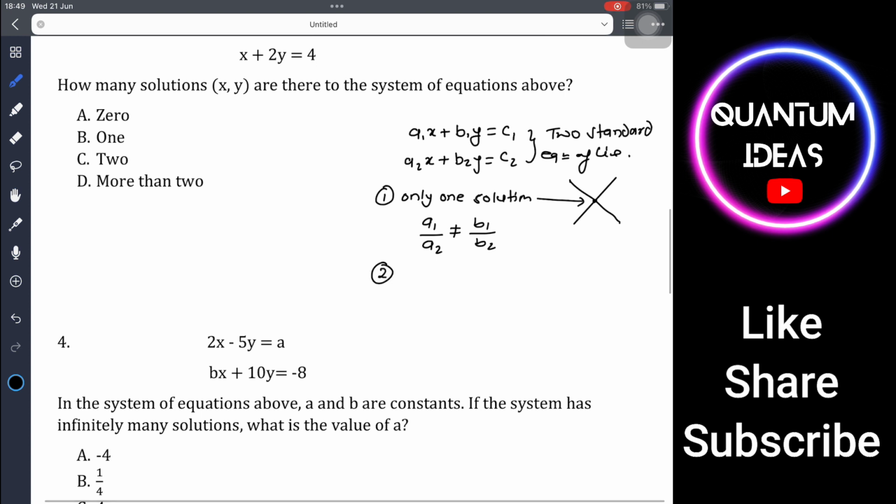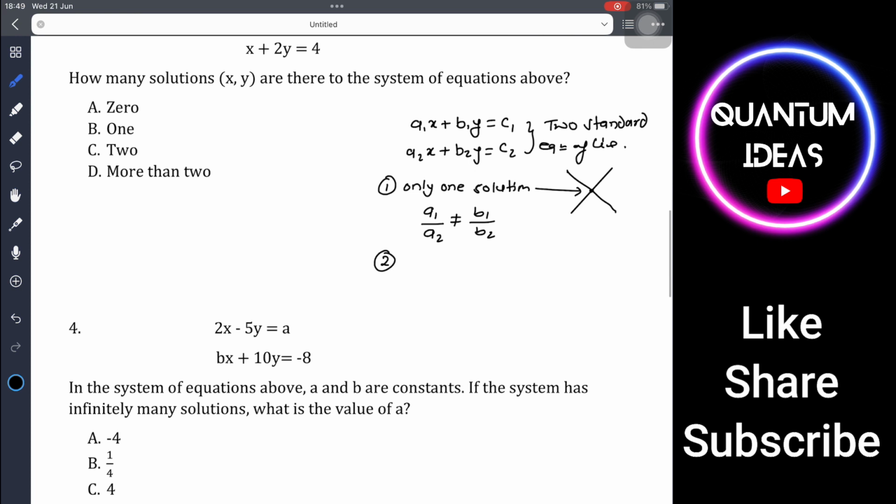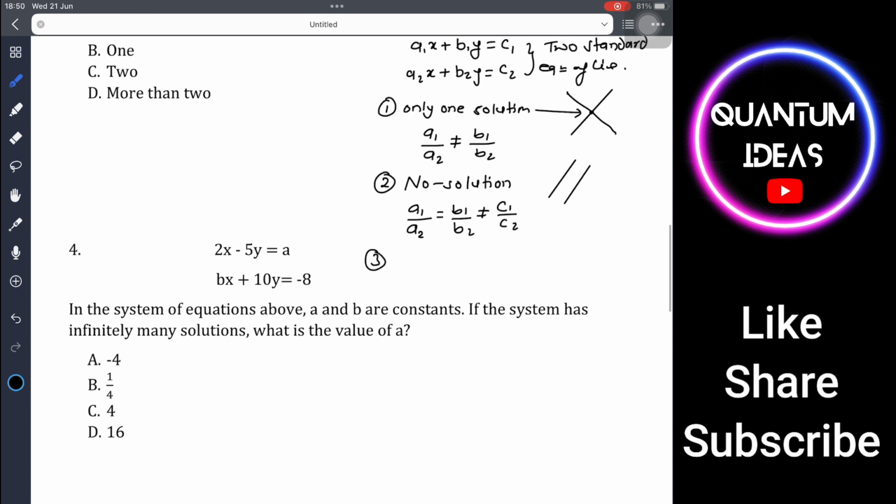So number 2, no solution. Another case is no solution. Two lines will have no solution when they are parallel to each other. If two lines are parallel to each other, they will have no solution. In that case, we have a1 over a2 equals b1 over b2, which is not equal to c1 over c2. And there is the number 3 case, that is infinitely many solutions.